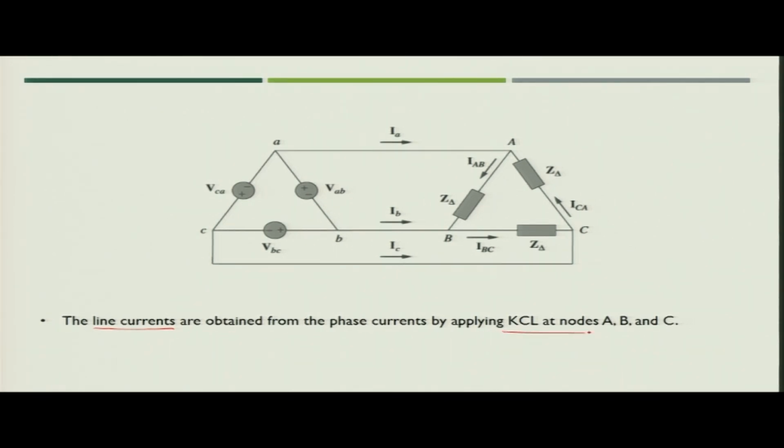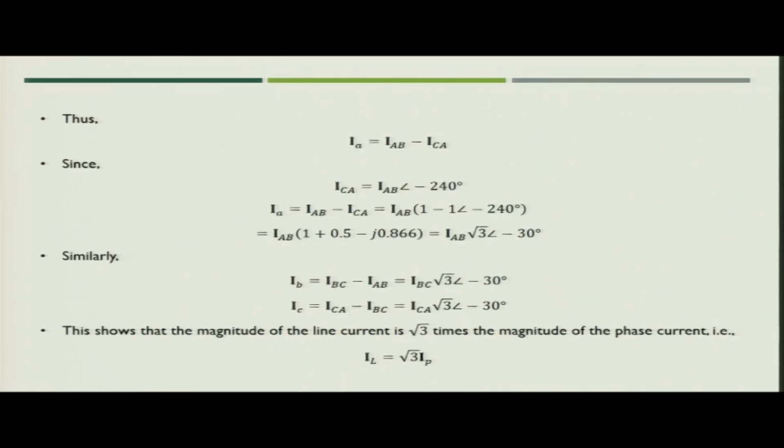You can simply apply KCL at the nodes, either A or B or C. Here, if you apply KCL, you will get IA plus ICA equal to IAB, or you can write IA is equal to IAB minus ICA. Now, ICA is IAB angle minus 240 degree. So, IA is equal to IAB minus ICA; IAB you can take out. So, this will become 1 minus 1 angle minus 240 degree.